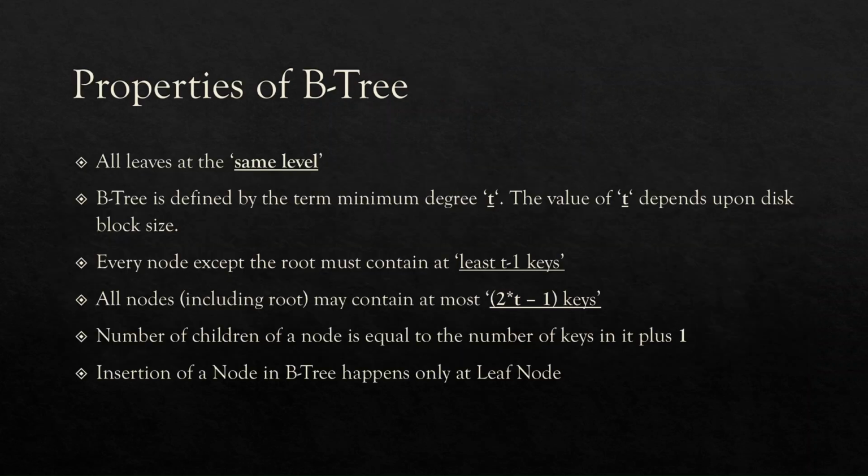Properties of B tree. All leaves are at the same level. B tree is defined by the term minimum degree t. The value of t depends upon disk block size. Every node except the root must contain at least t minus 1 keys. All nodes, including root, may contain at most 2t minus 1 keys. The number of children of a node is equal to the number of keys in it plus 1. Insertion of a node in a B tree happens only at leaf node.